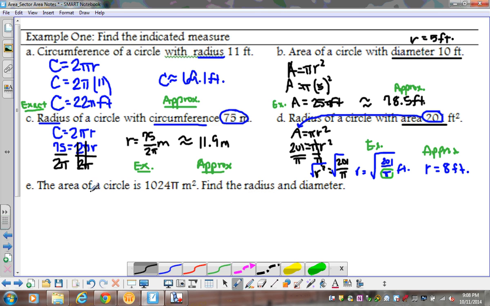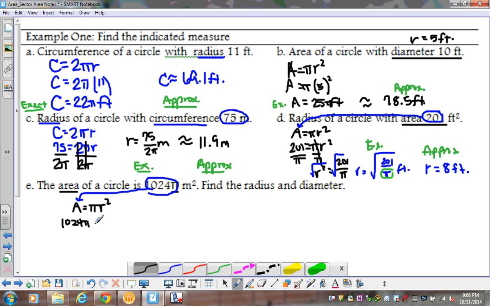It says, given the area of the circle is 1024 pi, note there is a pi there, find the radius and the diameter. Once again, they give me my area, so I'm going to use the area equation, which is pi times radius squared. The biggest mistake that people make is they forget to write in the pi for the area. So my area is 1024 pi. Make sure you include that pi. It's going to make your life easier here.